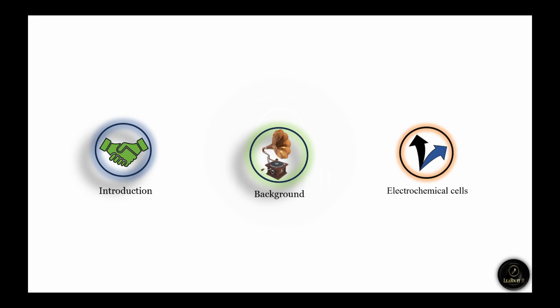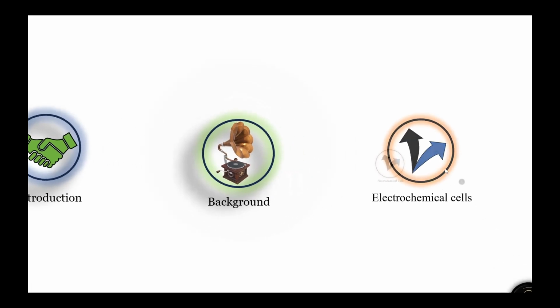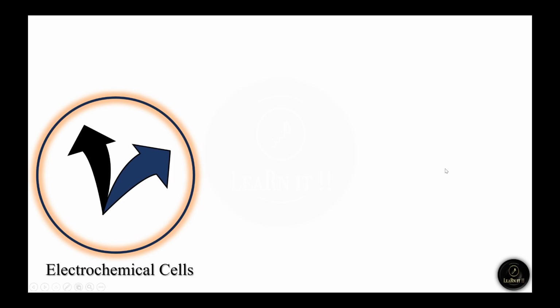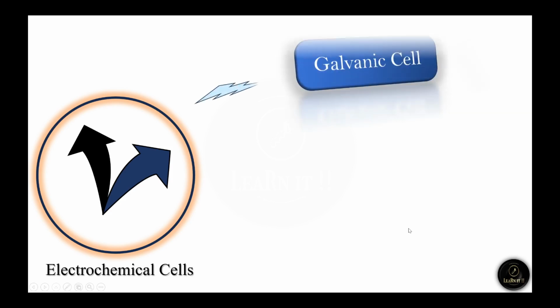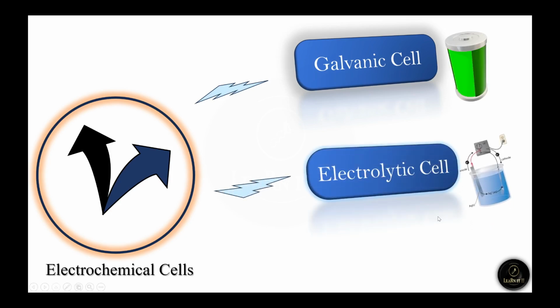As we discussed before, the study of electrochemistry is nothing but the study of electrochemical cells. So let us begin with the important segment of electrochemistry, that is electrochemical cells. There are two types of electrochemical cells that we have already discussed. The first one is galvanic cell. The second one is electrolytic cell. So let us discuss the galvanic cell.